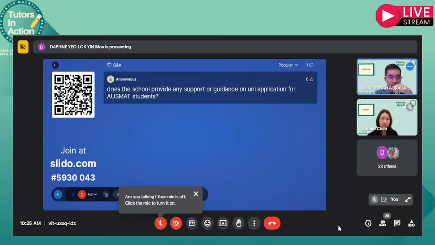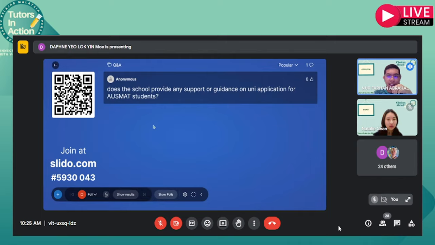Okay, I think we have one. Does the school provide any support or guidance for uni application for AusMed students? For the school, are you talking about your secondary school or college? College, lah. Yeah, they do.